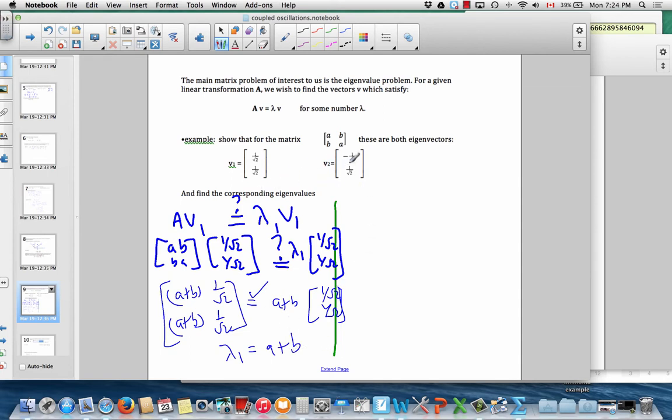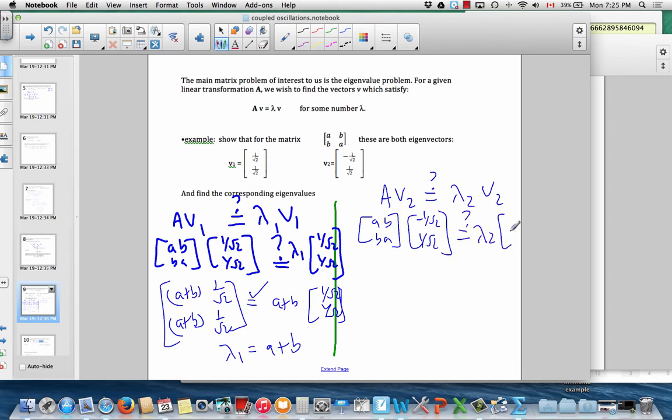So let's check next if this is an eigenvector for this matrix. Does the matrix A times the vector V2 equal some constant times the vector? So again, A, B, B, A times this vector here, minus 1 over root 2, 1 over root 2. Does that equal a constant times the same vector?